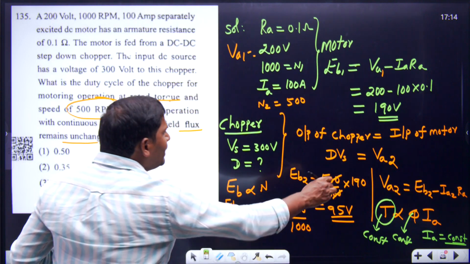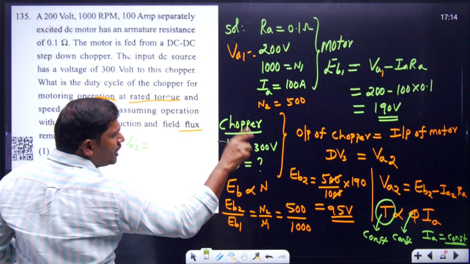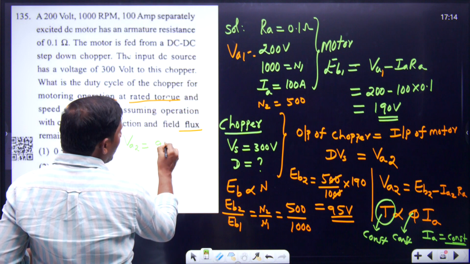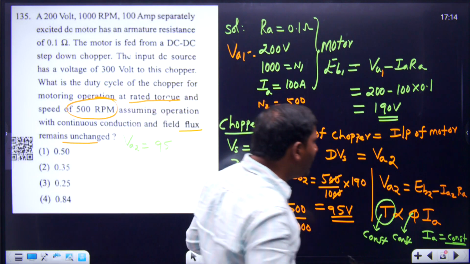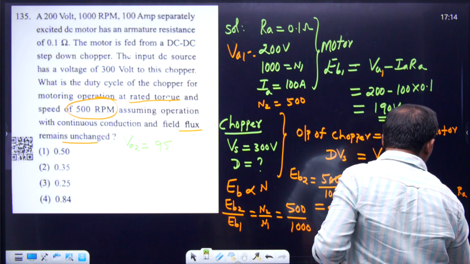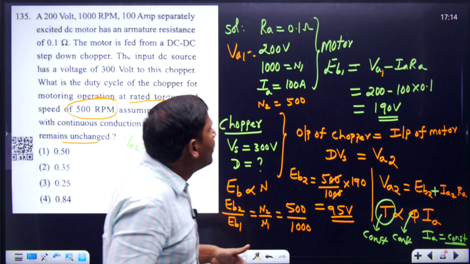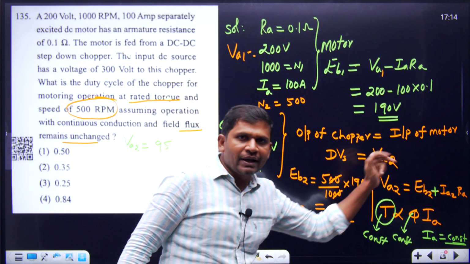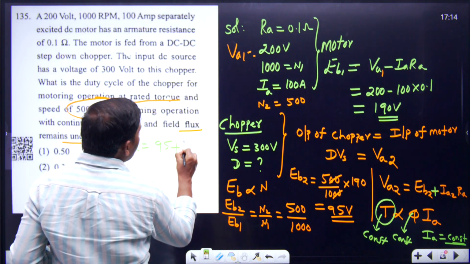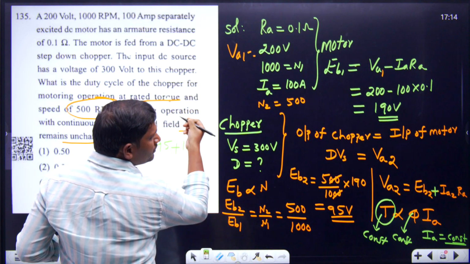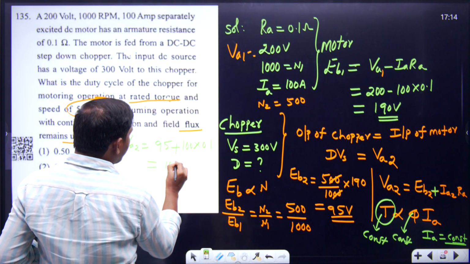Then corresponding to that data, I am calculating VA2. VA2 equal to EB2. EB2 is how much? 95. Sorry, VA2 equal to EB2 plus IA RA. This is plus, no? VA2 you want, not back EMF. We are calculating armature voltage. EB2 plus IA RA. 95 plus IA2 is 100. RA is how much? 0.1. Okay, this is 105 students.